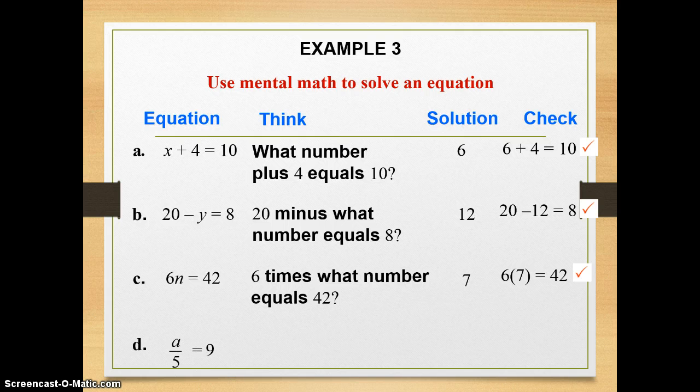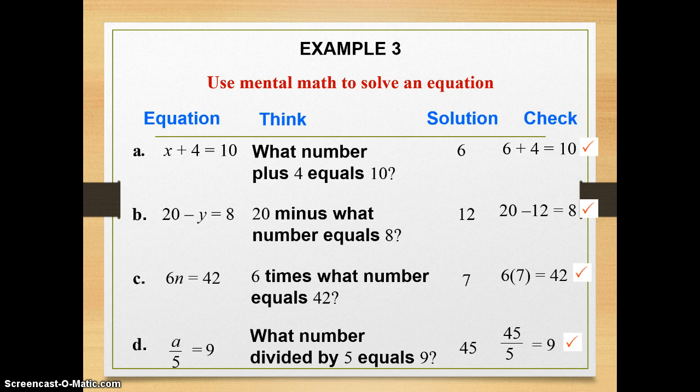D, a divided by 5 equals 9. So think, what number divided by 5 equals 9? The solution is 45. So we will check. 45 divided by 5 does equal 9.